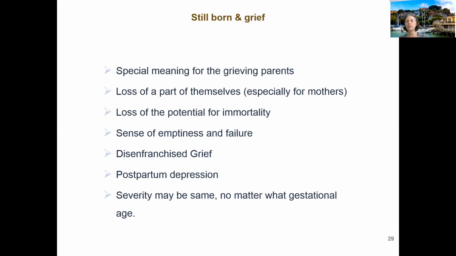Then they might have disenfranchised grief, because the circumstances that cause the stillbirth might be something they can't talk about, and that society doesn't accept or society blames them for. They're more prone to have postpartum depression, more at risk for postpartum depression. And we talked about the reasons for postpartum depression back in Mood and Affect, and about how congenital anomalies and stillbirth and problems with the pregnancy were things that made them more at risk for that. So the severity of grief, no matter what gestational age the baby is, can be the same. The loss of a baby at 5 months is just as devastating as the loss of a baby at 7 months.